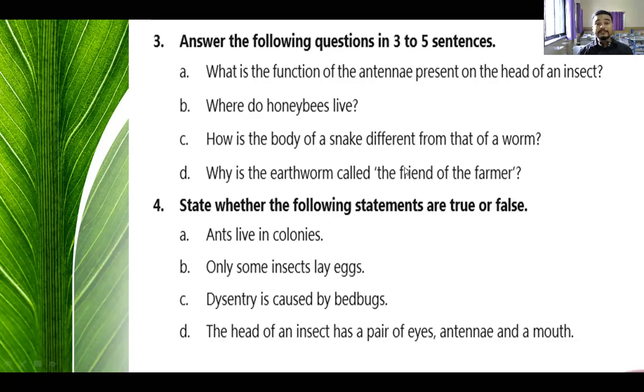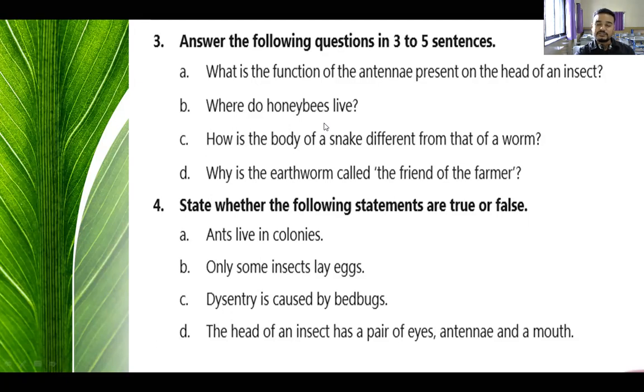Now state whether the following statements are true or false. Ants live in colonies or they live separately? Yes, ants live in colonies. It's true. Only some insects lay eggs? False, all insects lay eggs. Dysentery is caused by bed bugs? No, bed bugs cause itching. Dysentery is caused by house flies. The head of an insect has a pair of eyes, antenna, and mouth. Exactly true. So this was about this lesson.